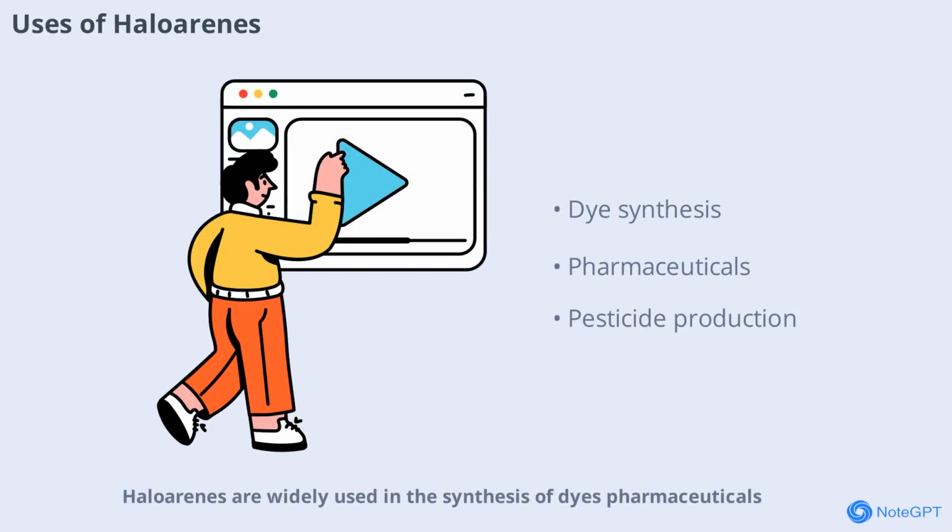Haloarenes are widely used in the synthesis of dyes, pharmaceuticals, and pesticides. Their stability and reactivity make them valuable intermediates in organic synthesis. For example, chlorobenzene is used to produce phenol, while bromobenzene is a precursor for various organic compounds. The versatility of haloarenes ensures their continued importance in chemical industries.